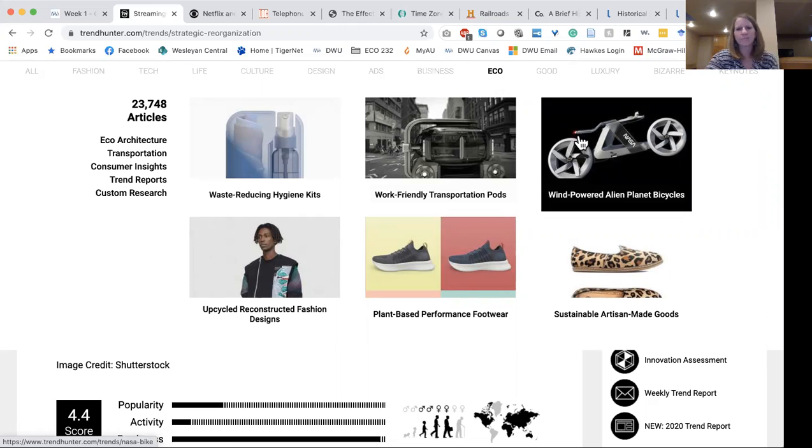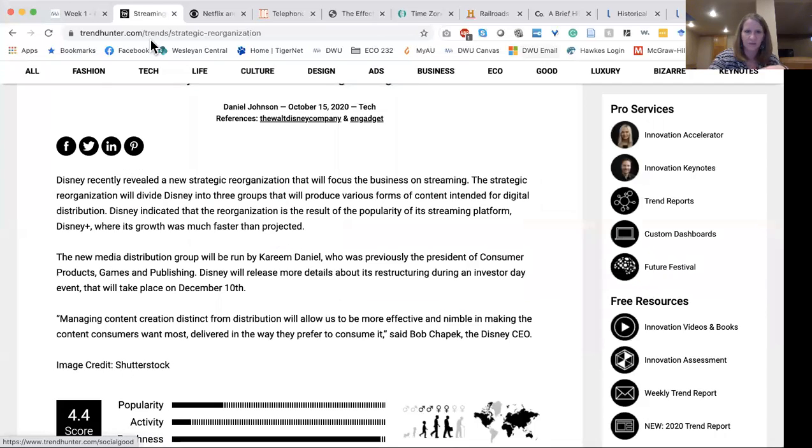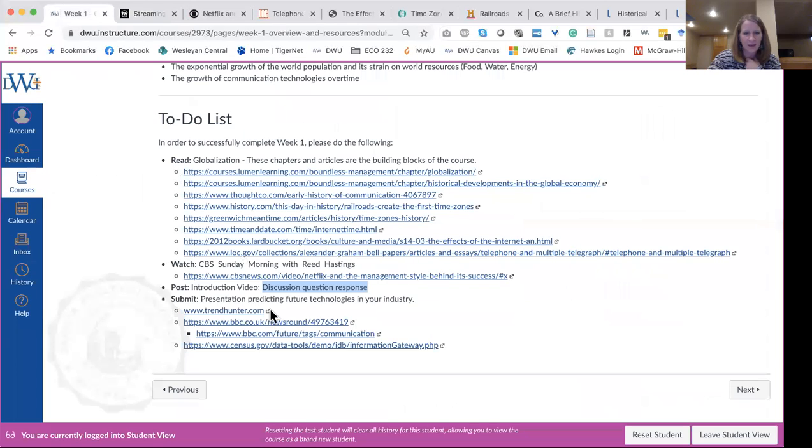A wind-powered alien planet bicycle. Like, where are we going? Would any of these benefit you specifically? So look at some of those trends that are happening.